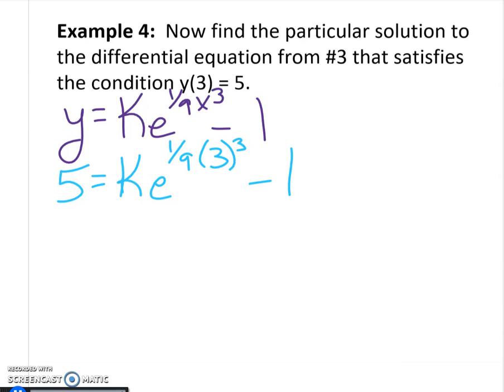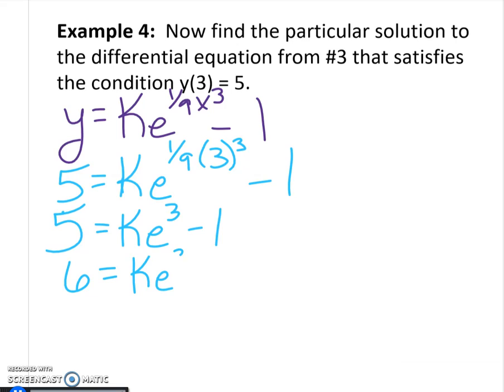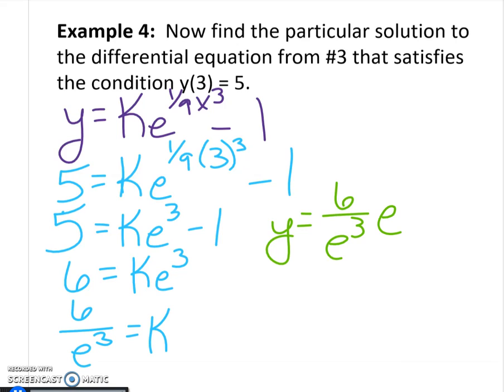So 3 cubed is 27. 27 times 1/9 is going to be 3. So this is e cubed minus 1. So now we're solving for k. So add 1 to the other side. And then divide by e cubed. So k would actually be 6 over e cubed, which makes your equation y equals 6 over e cubed times e to the 1/9 x cubed minus 1, which is technically correct. If this was an FRQ question, you could stop there.